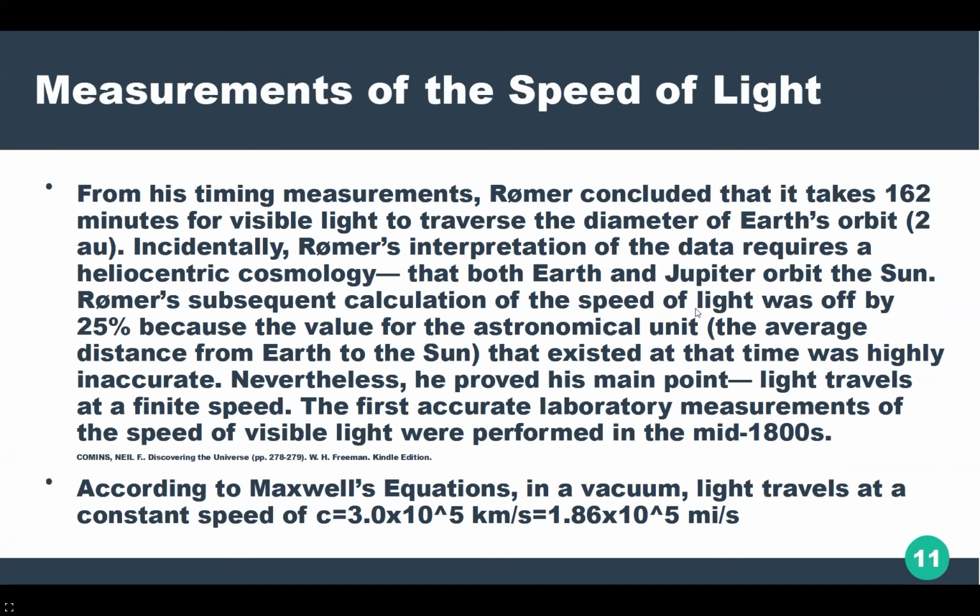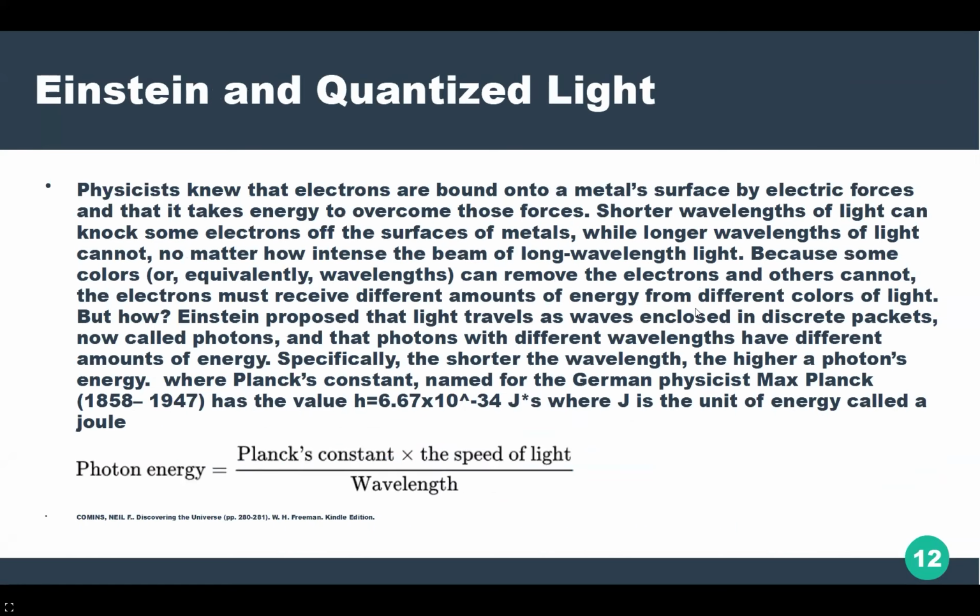The first accurate laboratory measurements of the speed of visible light were performed in the mid-1800s. According to Maxwell's equations, in a vacuum, light travels at a constant speed of c equals 3 times 10 to the 5th kilometers per second, or 1.86 times 10 to the 5th miles per second, which is the same as 3 times 10 to the 8th meters per second.